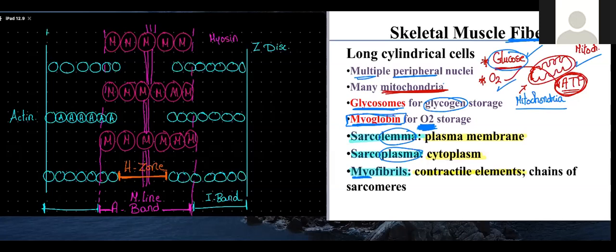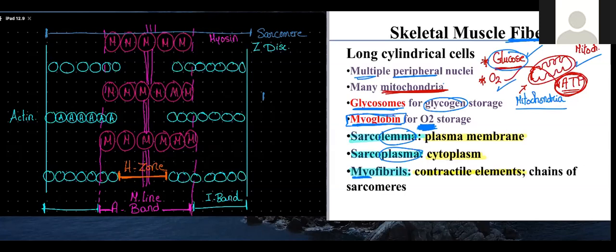The distance between two successive Z discs that are attaching my thin filaments together. Call this my sarcomere, which is the contractile unit of the muscle fiber. So one sarcomere appears as a dark line.